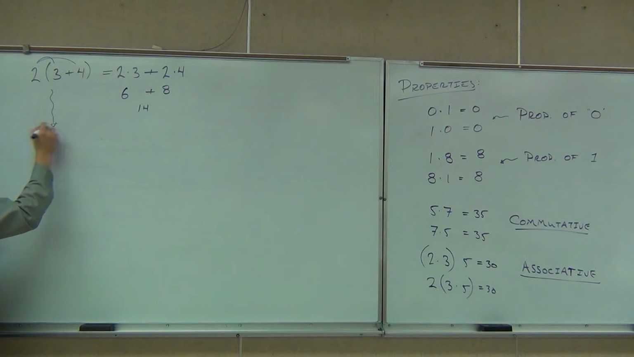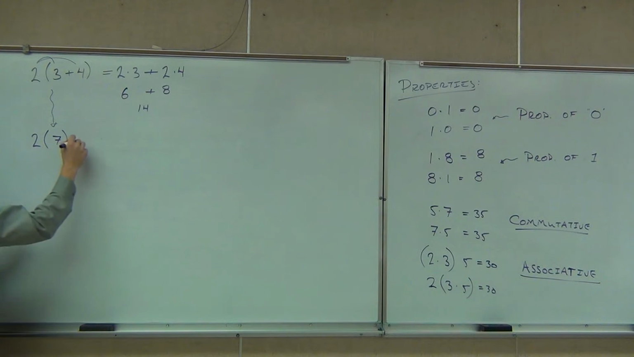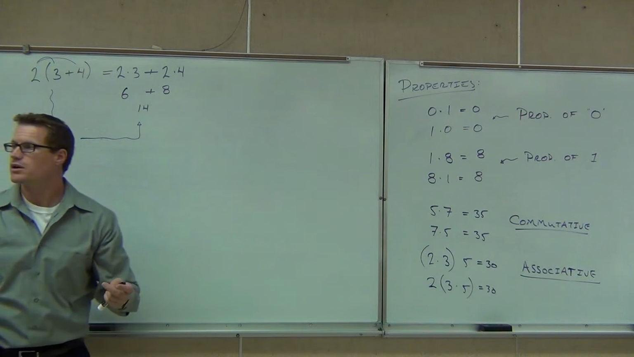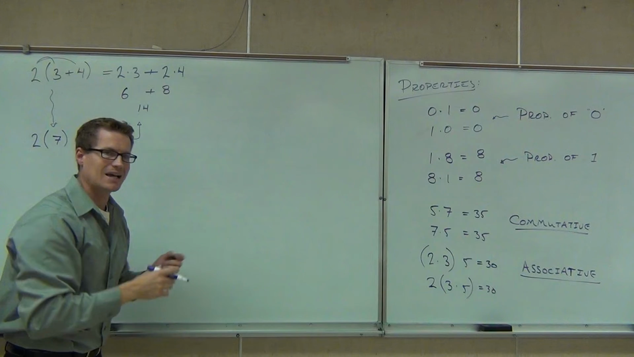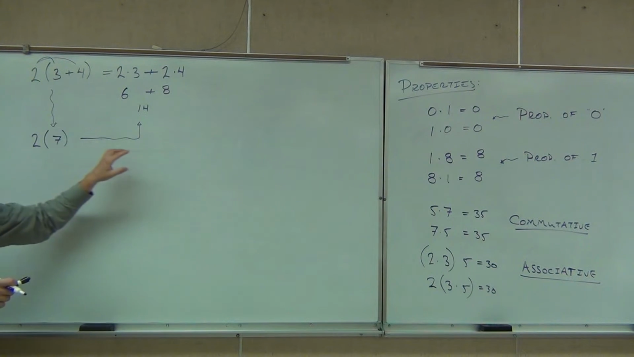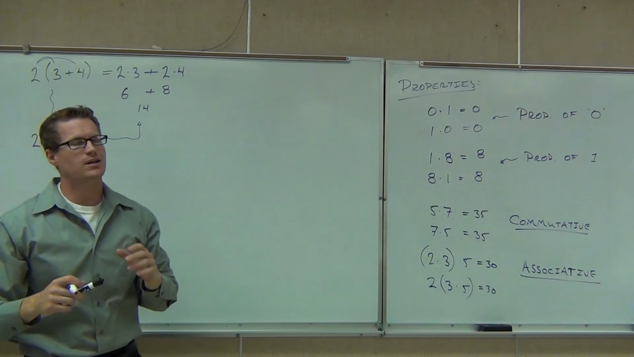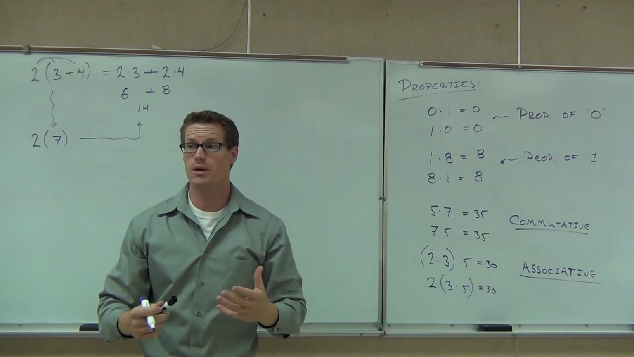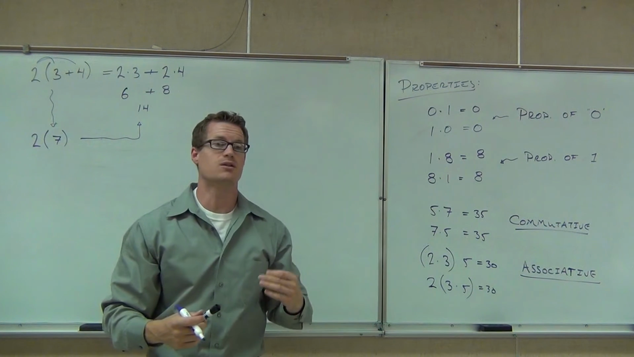This way, we would do 2 times, what's the 3 plus the 4? 7. How much is 2 times 7? 14. Looks to me like they're the same thing. So distribution does work exactly the same as if you were to go through order of operations. That distribution is something we're not going to use a whole lot now, but later on we're going to be using all the time when we get into variables.